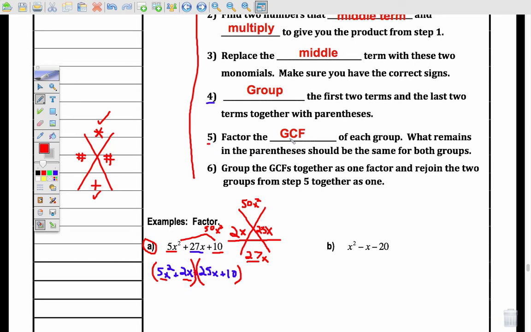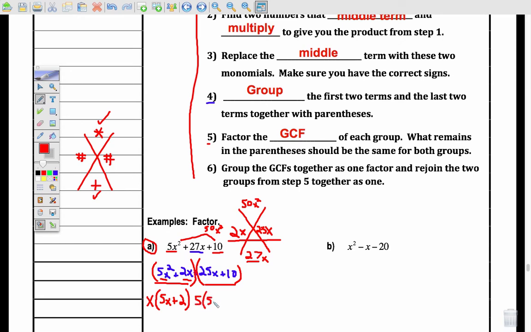All right, now number 5 says factor the greatest common factor of each group. What remains in the parentheses should be the same for both sides. So basically what we're doing, factor this side, factor this side. All right, what can I take out of 5x squared and 2x? What do they have in common? Well, I think they have an x in common, so I'm going to take the x out. x, and then x times 5x gives me 5x squared. x times 2 gives me 2x. Okay, there's that side. Now do the same thing for this side. 25x plus 10, what does that have in common? What can I factor out? They both have a 5.